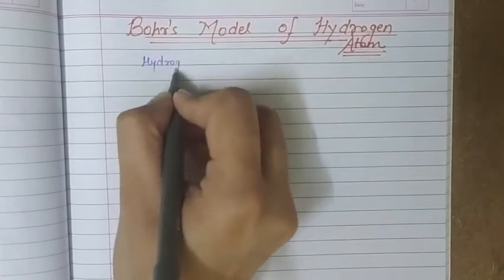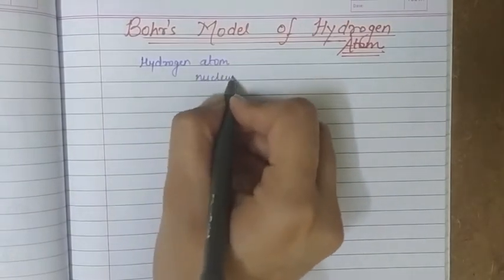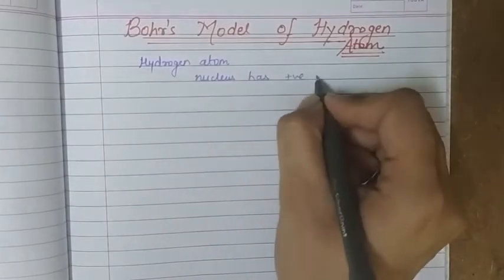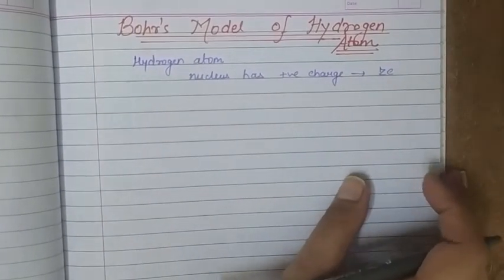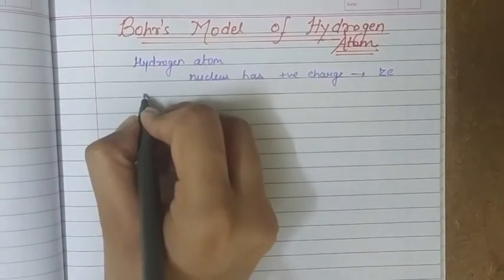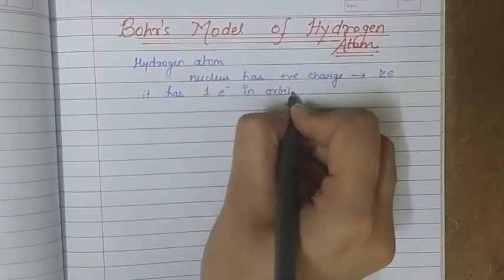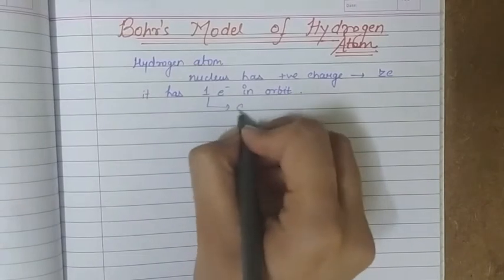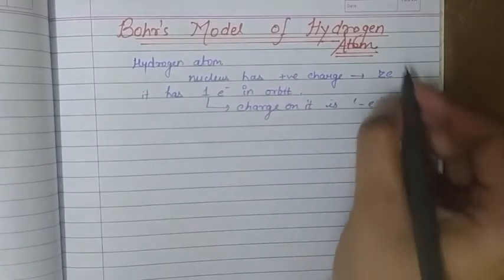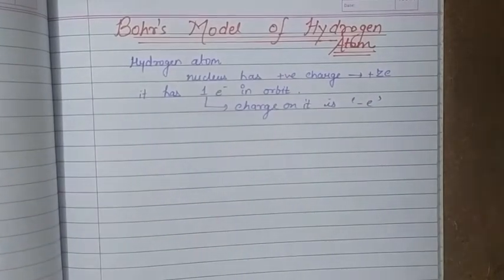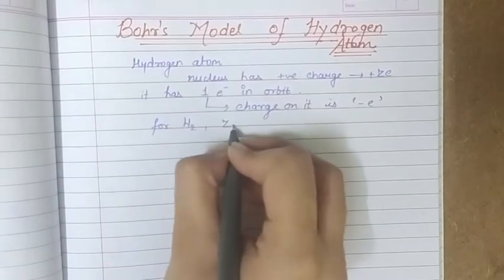We have a hydrogen atom. Now hydrogen has atomic number 1. That means the nucleus has a positive charge of Ze, where Z is equal to 1 in case of the hydrogen atom, and there is a single electron only in the orbit. It has one electron in orbit, and the charge on this electron is minus e. Since it is an electron, it is minus e, and the charge on the nucleus is plus Ze, where Z is equal to 1 in case of the hydrogen atom. So for hydrogen, the value of Z is equal to 1.